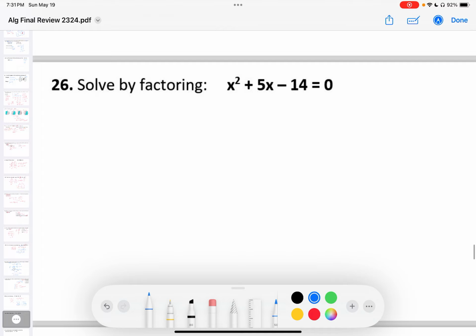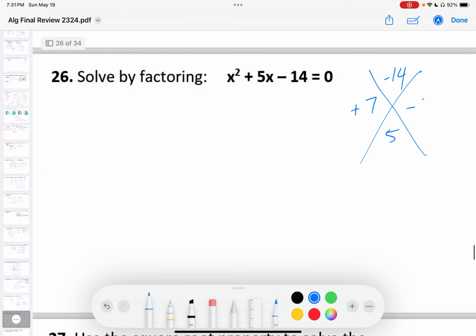We got another one that we're solving by factoring. So again, let's put the c value of negative 14 up top and the b value of 5 down below. We need two numbers that multiply to negative 14 that add to 5. One's going to be positive, one's going to be negative. I think positive 7 and negative 2 will work. So we've got x plus 7, x minus 2 equals 0.